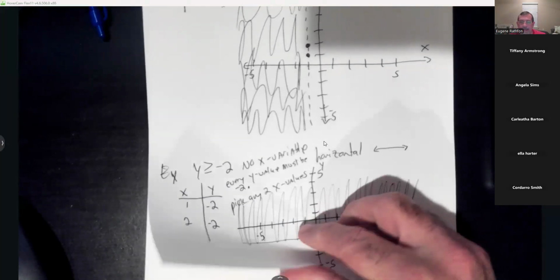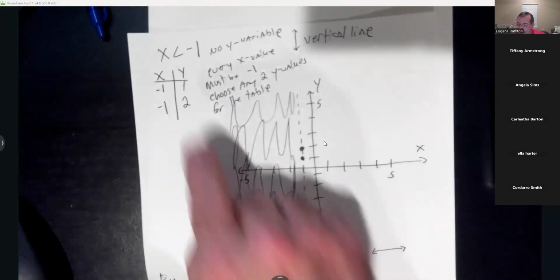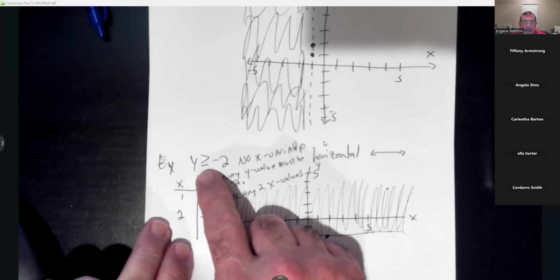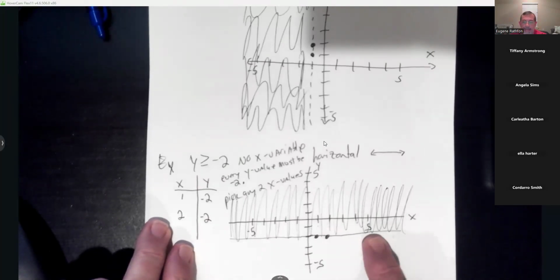All righty, y'all, question on that one. So X's only, you got a vertical line. If it's Y only, you got a horizontal line, okay?